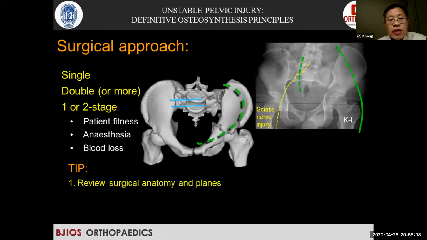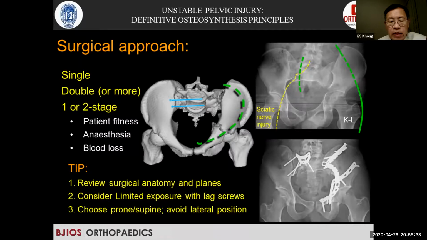The tip now is to review the surgical anatomy and planes. Consider some limited exposure if you can to save blood, and if you are skilled, like the iliosacral screws and minimally invasive two incisions, that may help in giving the patient more stability. And finally, you should choose either a prone or supine primary approach. Try not to do a lateral approach like for an acetabular fracture, because this distorts and you usually find the reduction difficult. So in this case, we did everything in a two-stage position. Firstly, the anterior approach, and then the secondary posterior approach for the decompression of the sacrum.